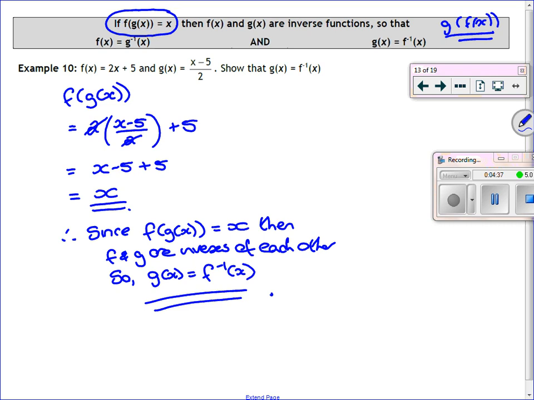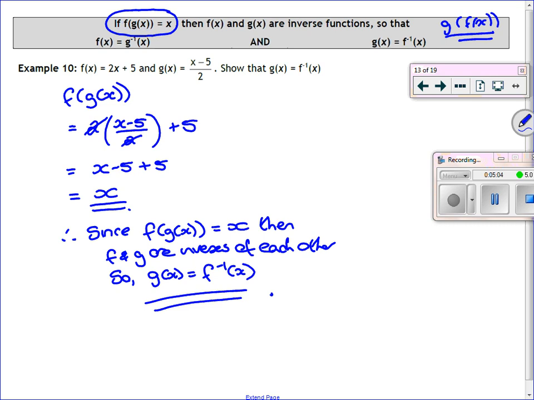So let's just sum up what we've got here. We've worked on finding inverse functions. So to find an inverse function, all we do is change subject to make it say x, and then change the terms about. But you can also use this proving technique that we've just done here to see if you're getting the right answer when you're asked to find an inverse function.